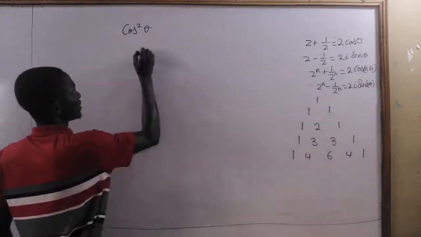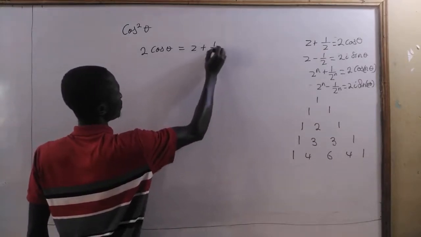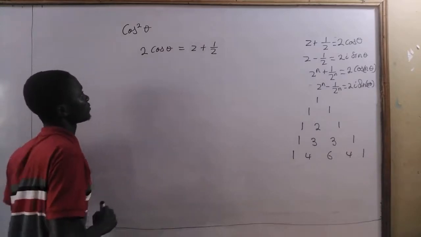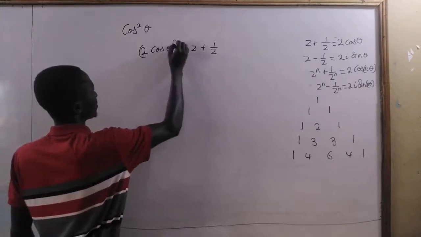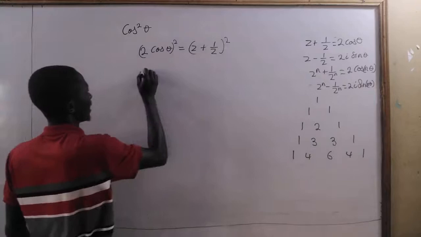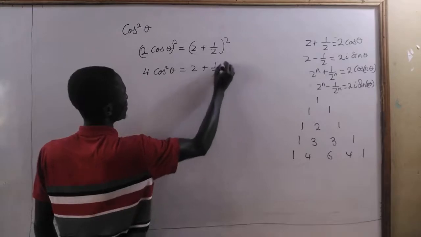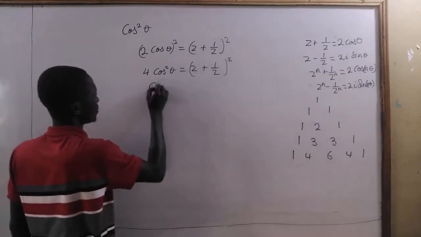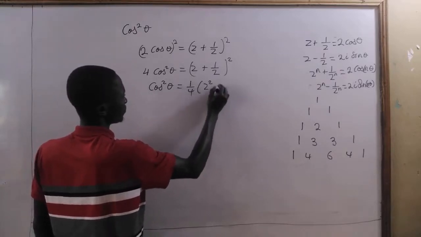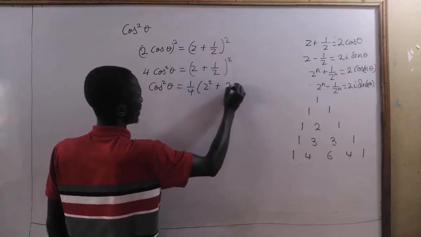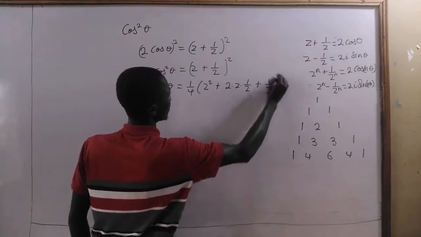So let's take 2 times cosine of theta is equal to z plus 1 divided by z, right? And if I square this, I have to square this. And I'll have 4 cosine squared of theta equal to z plus 1 divided by z all squared. And this will be cosine squared of theta equal to 1/4 of z squared plus 2 times z times 1 on z plus 1 on z squared.